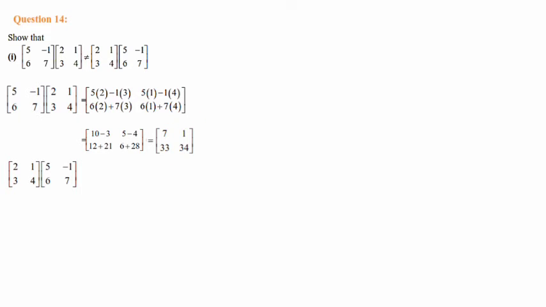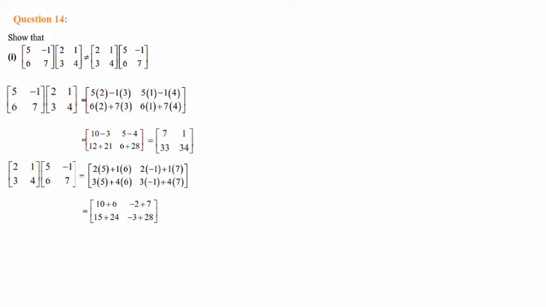Then when we go with the right hand, matrix 2 1 3 4 into 5 minus 1 6 7, order is changed. First row with the first column, first row with the second column, and so on we have to multiply. So 2 into 5 plus 1 into 6 it's written. Then first row with the second column, 2 into minus 1 plus 1 into 7 it's written. Then second row with the first column, 3 into 5 plus 4 into 6 it's written. Then second row with the second column, 3 into minus 1 plus 4 into 7 it's written.